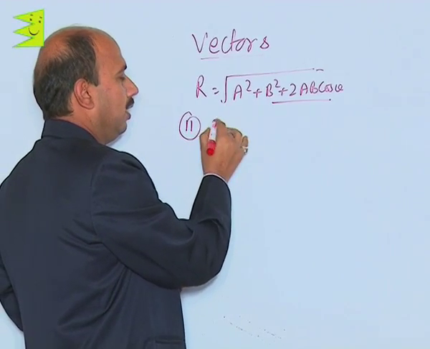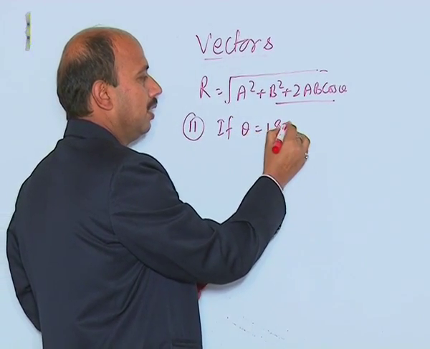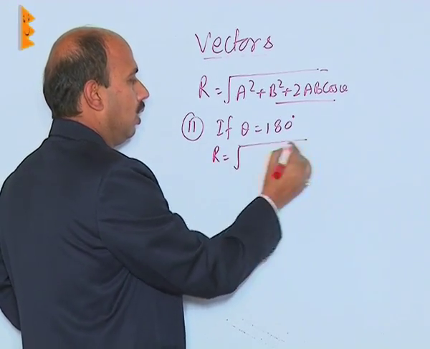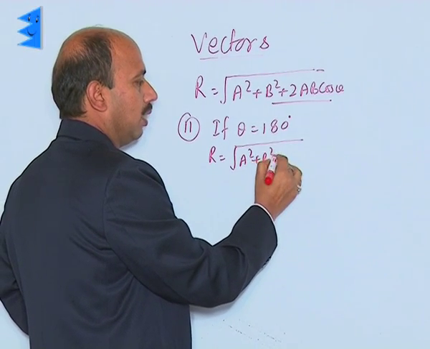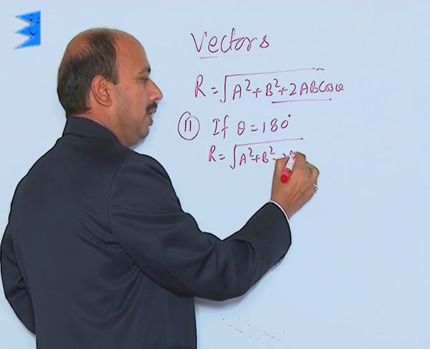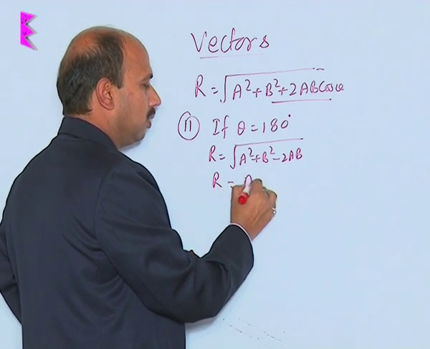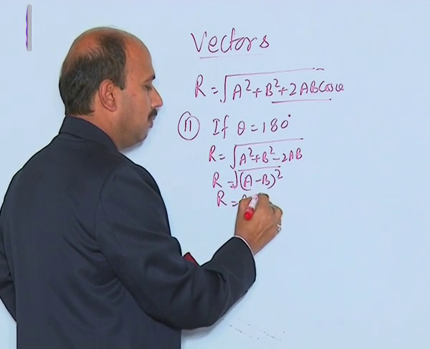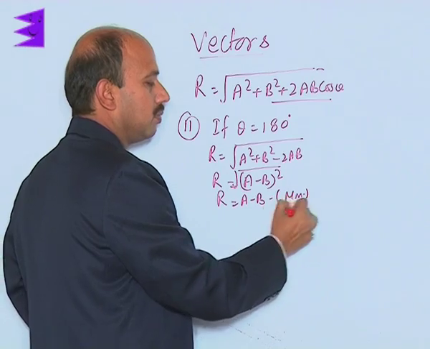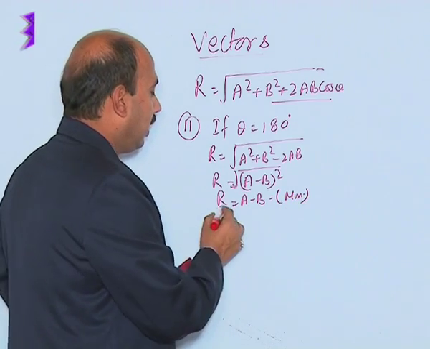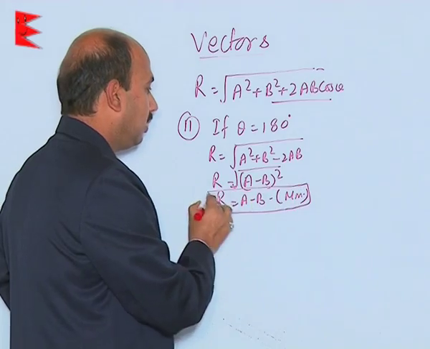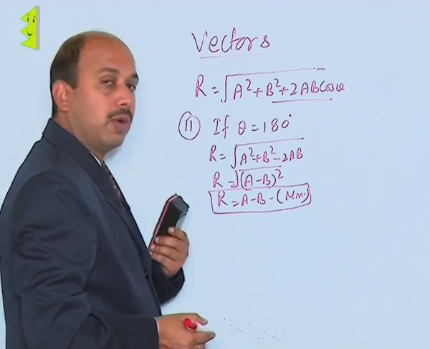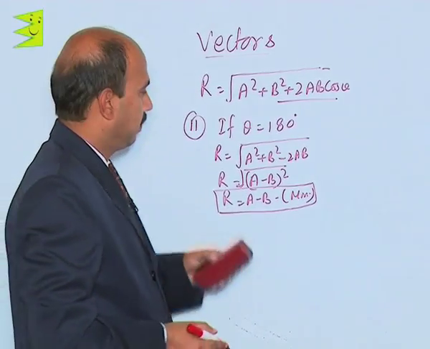So, second point, if you are taking theta equal to 180 degree, cos 180 is equal to minus 1. So, you can write R is equal to under root of a square plus b square minus 2ab, that will be here R is equal to under root of a minus b whole square. So, R is equal to a minus b, that is the minimum. So, you can get the value of R according to theta, that is, if theta is equal to 180 degree. Similarly, you can take the next point when theta is equal to 90 degree.